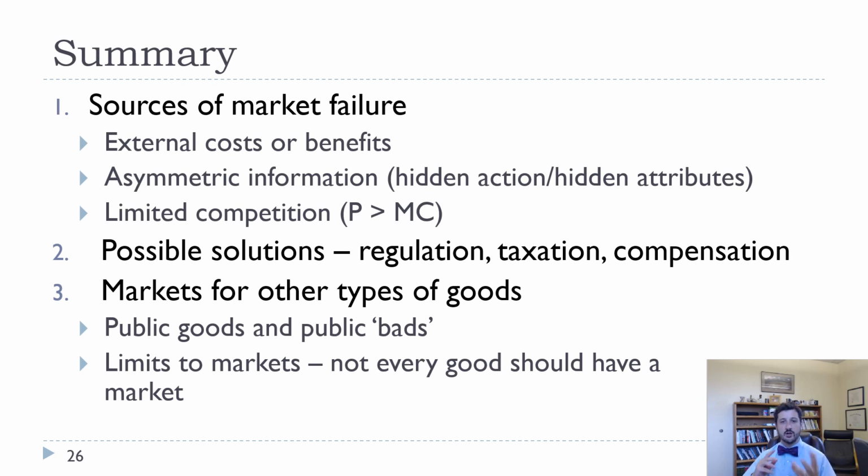And if we think about markets for other types of goods, we want to think about public goods versus public bads. Do we want to subsidize some things, tax or even ban other things? And then we want to think about the limits to markets, right? Are there some things in society that we don't want to leave up to the market, that we would rather distribute in another way? And there may be, for certain types of goods like public education, like food, like health insurance, etc.